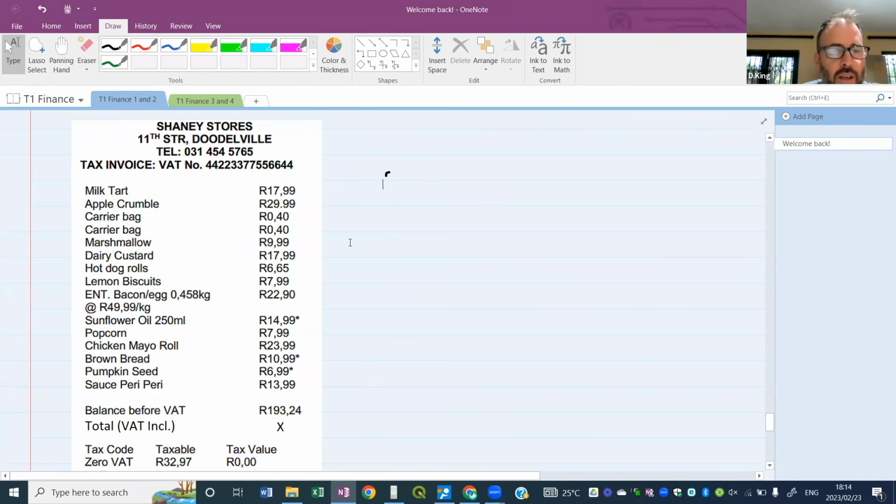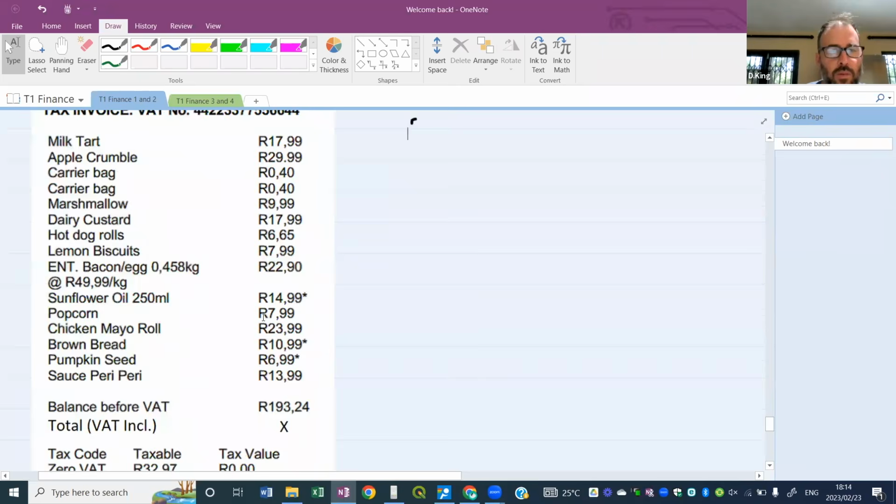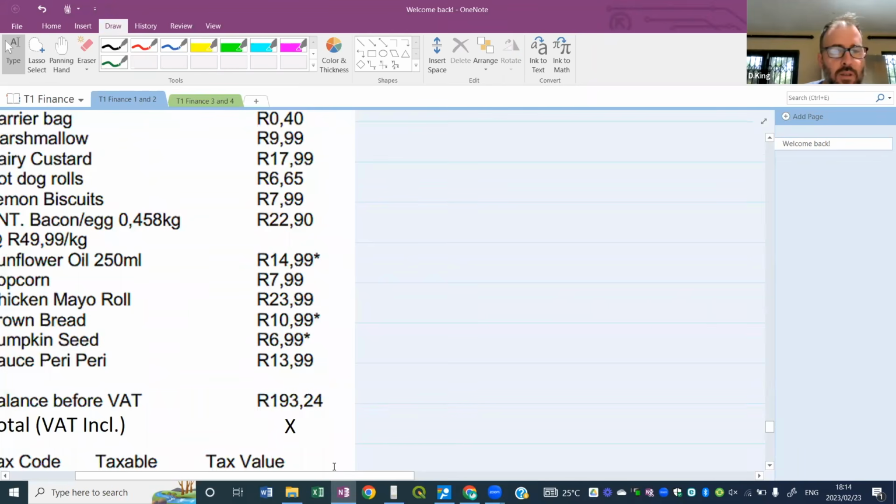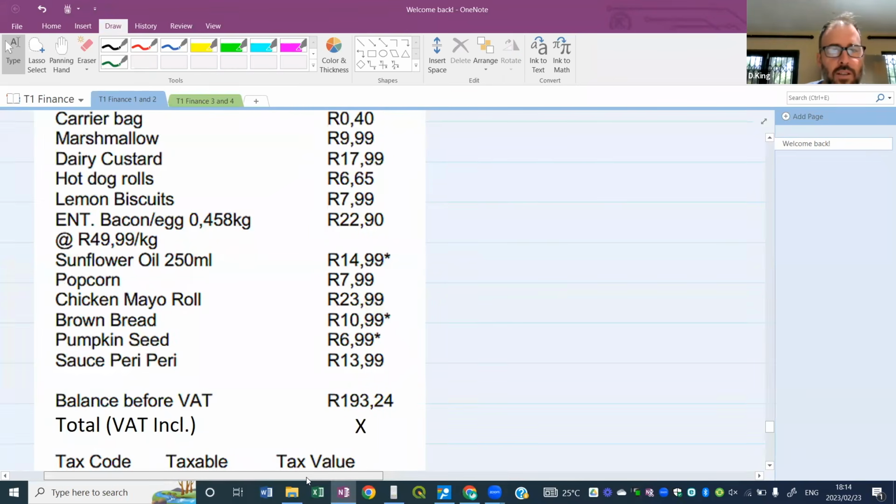I don't know if you can notice, maybe if I zoom in, you'll see it a bit better. Some of these items here have got an asterisk, this little star around them. What is this asterisk for? Can anyone in chat tell me what that little asterisk means?